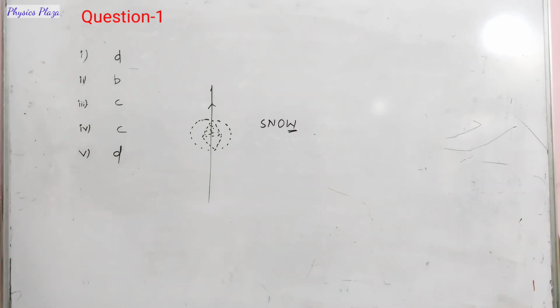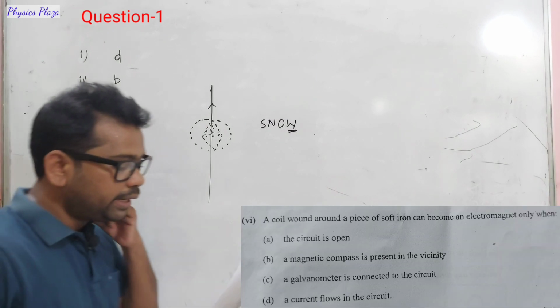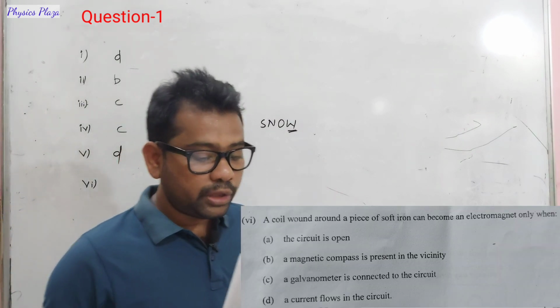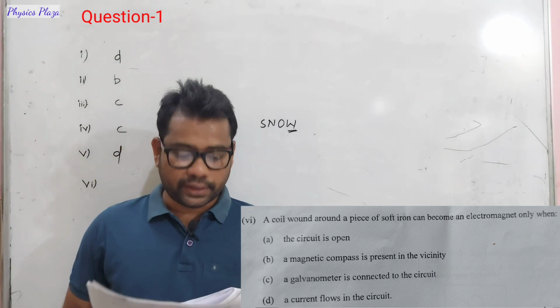Option D is right. Now look at the question, sixth bit here. What is the question given? A coil wound around a piece of soft iron can become an electromagnet only when.